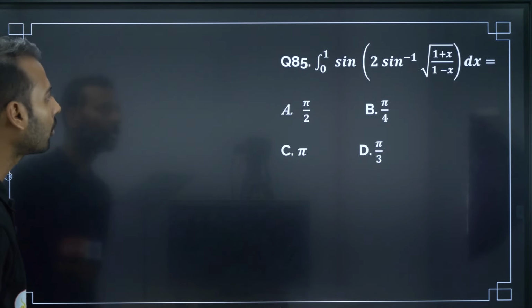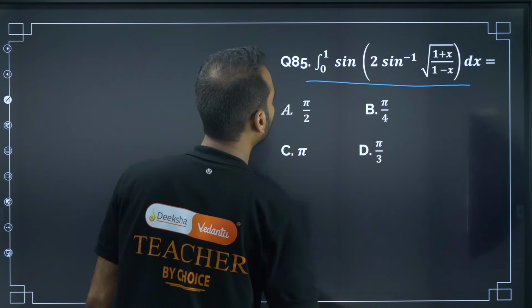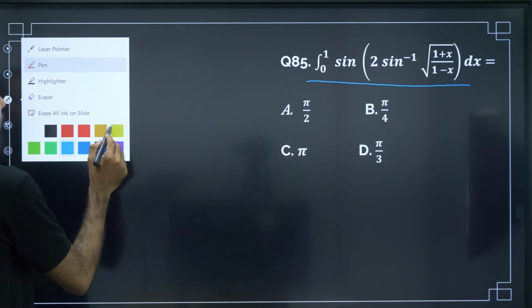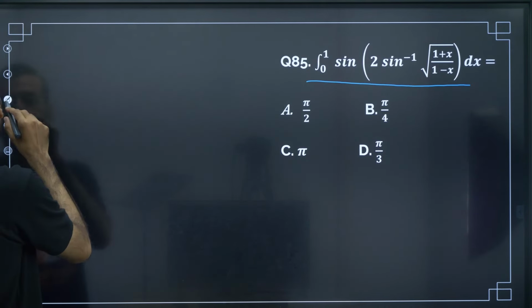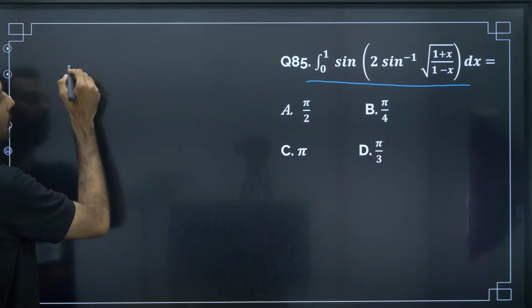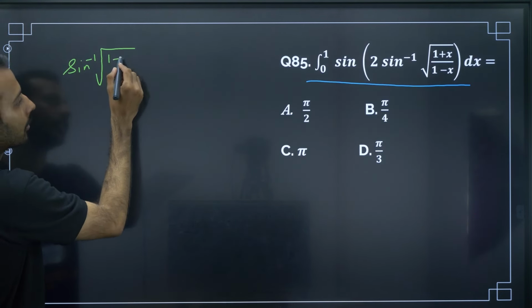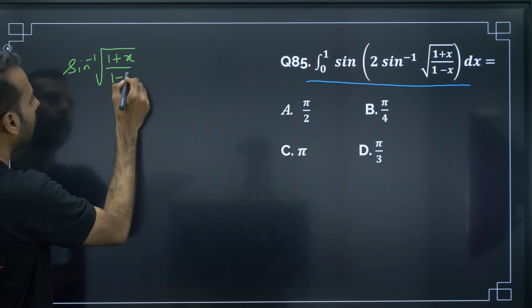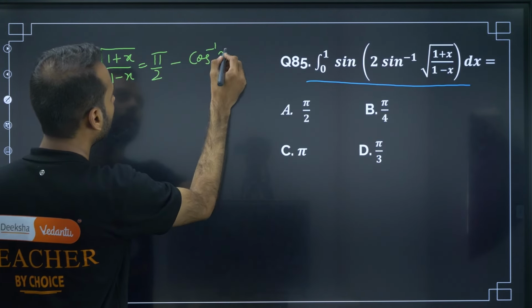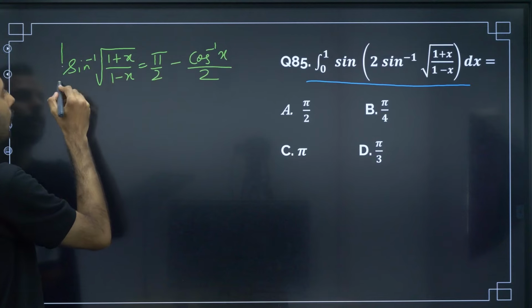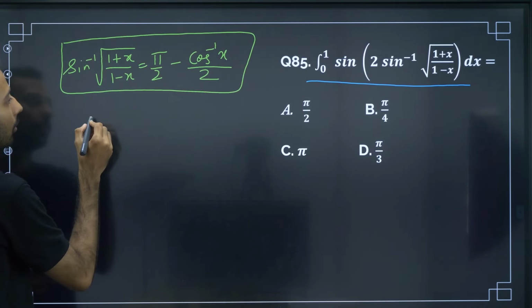Next, from 0 to 1, next one question they have given, integration of this is equal to. So how to approach this problem? Now a few synopsis points you should be knowing. Sine inverse of root of (1 minus x) by (1 plus x) is equal to pi by 2 minus cos inverse x by 2. This is one of the properties of inverse trigonometric functions. This you should be knowing.